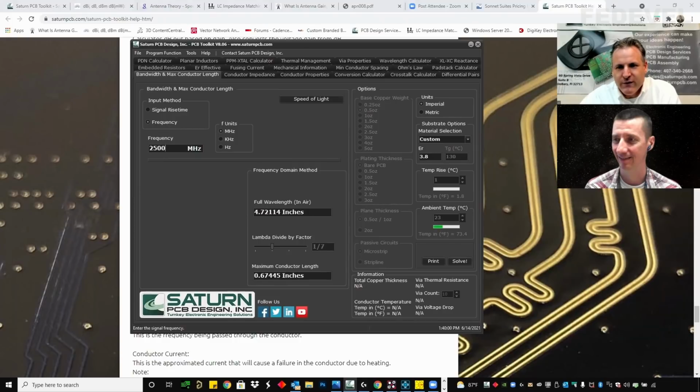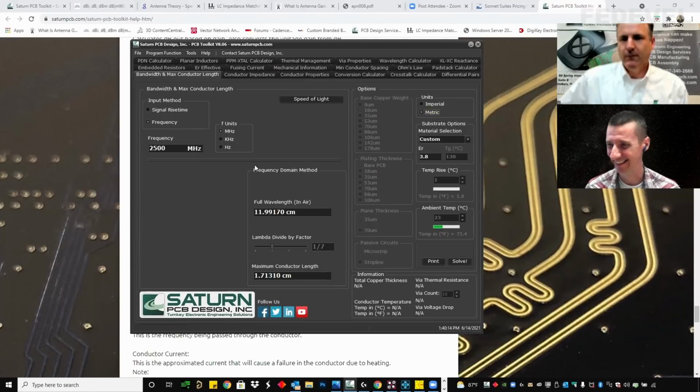We go up to 2,500 megahertz, and guess what? That drops down to 0.67. So if your trace is longer than that... Can we change it to metric, also for people from Europe? Sure. There you go. So your trace can be 1.7 centimeters long.